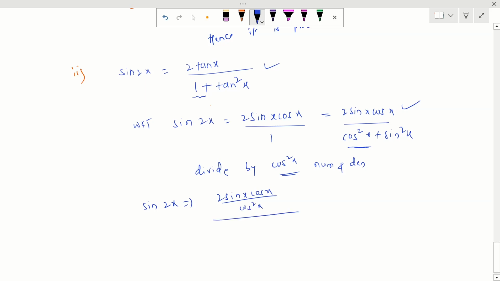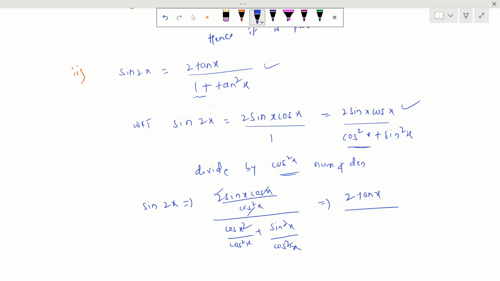And the denominator term is cos square x divided by cos square x plus sin square x divided by cos square x. Now you simplify these equations: cos x will get cancelled, and one cos x will remain. Therefore sin x by cos x is tan x, and here 2 is there, therefore it is 2 tan x.